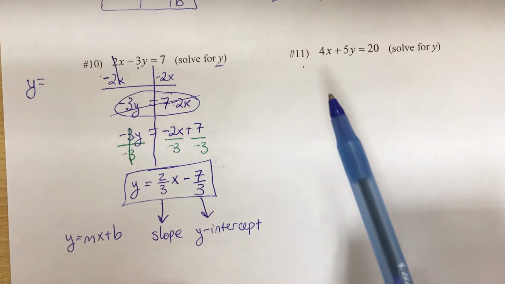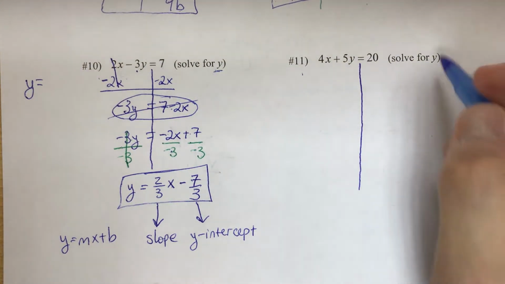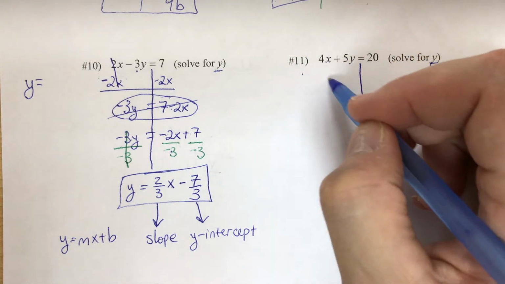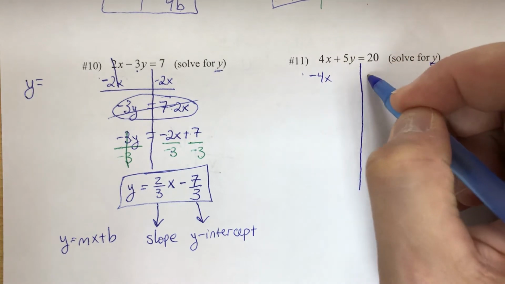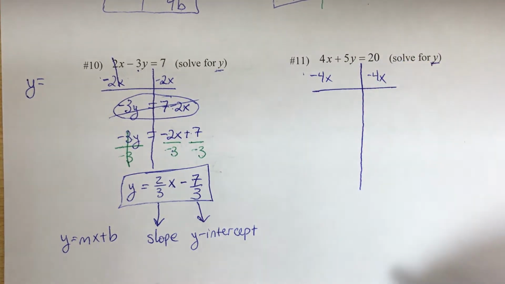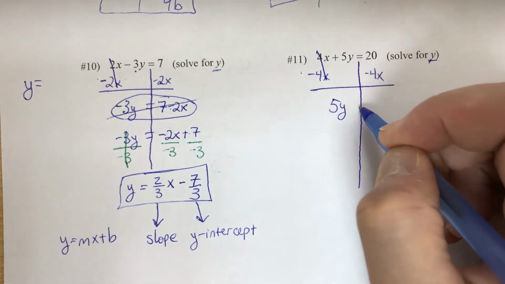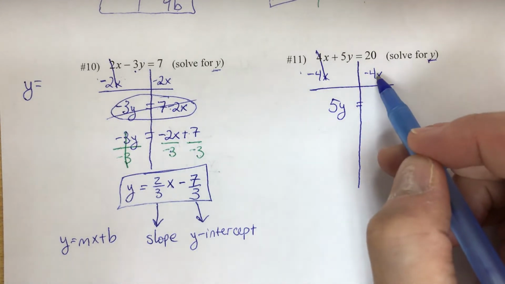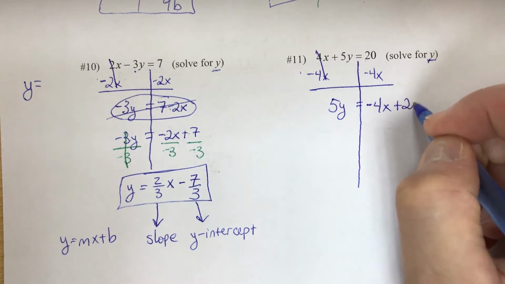Now in number 11, same problem really. Solve it for y, solve for y. So let's move the 4x first. To move a positive 4x, we will subtract it from both sides. When I rewrite it, okay, the left side is 5y equals, I'll put the x first, that's negative 4x. That is a positive 20, so plus 20.